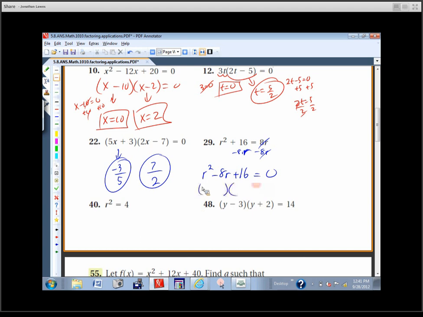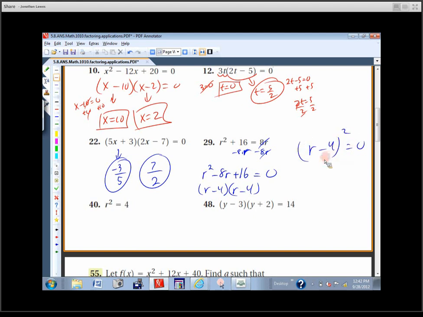Now, you could do this: numbers that multiply to be positive 16 and combine to be negative 8. Negative 4 and negative 4. Or it would be much better if you recognize, hey, that's a perfect square of r, that's a perfect square of 4. Multiply them together. This is r and 4 with a negative.